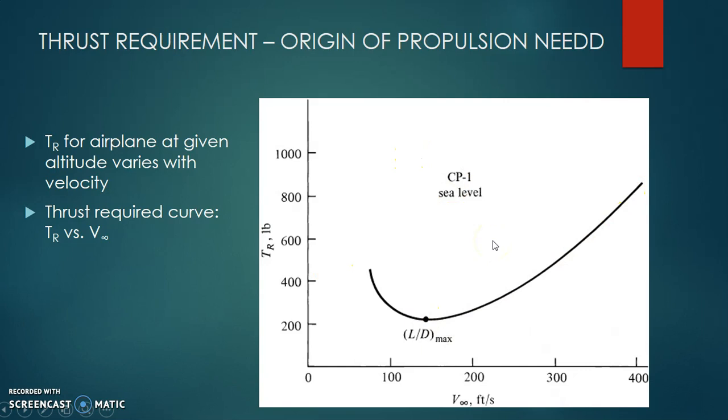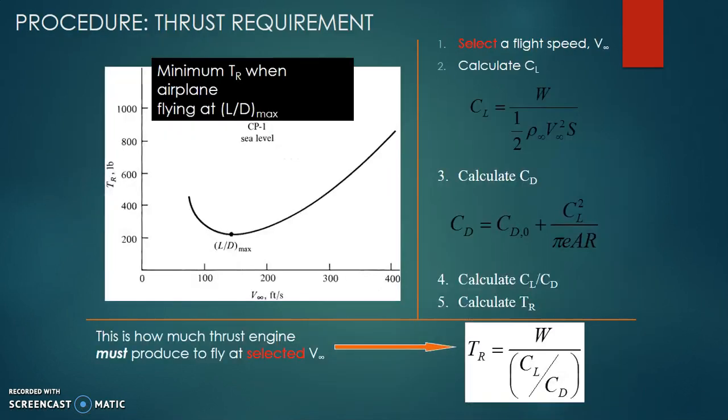What is the curve at sea level? It is simply the point to make that at a sea level point, this is the curve that is plotted. As you increase the altitude, the curve shifts, moving up and down depending on the requirements and depending on the sizing. Now, what is therefore the aspect? We see that minimum TR is when the aircraft is flying at L by D max.